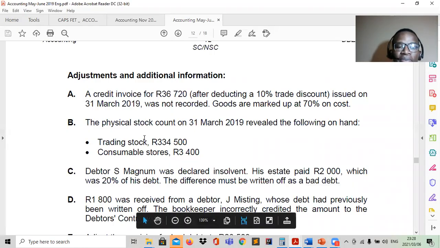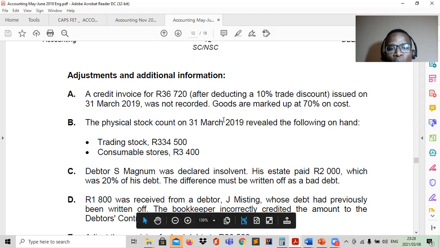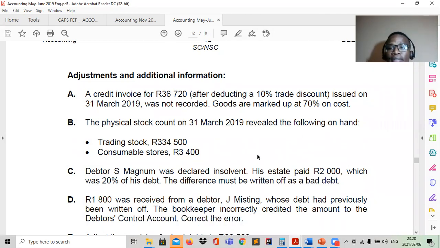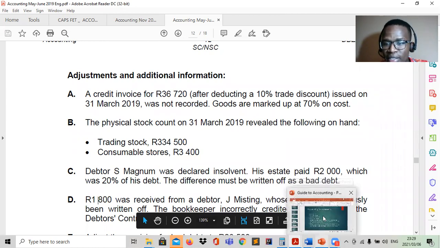Right? So part B, adjustment B. They say the physical stock count on 31 March 2019 revealed the following on hand: trading stock, the G3 for 500, consumables 400, right? So what impact will this have on the income statements that we are required to prepare? Right? So let's go to our slides.